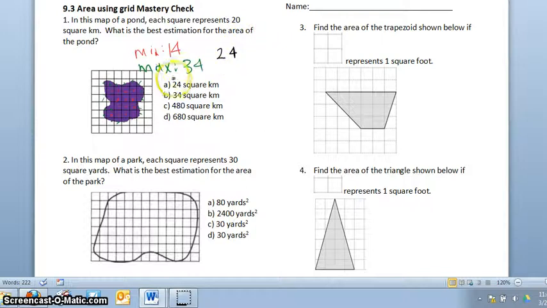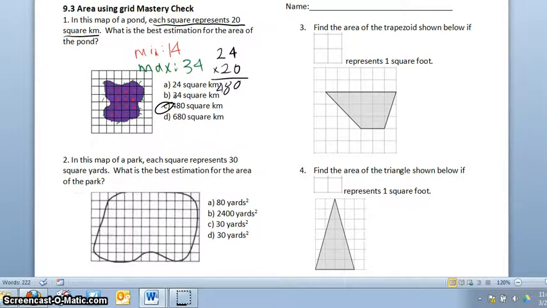Now, my answer is not A. I'm not going to jump to that because that would be ignoring this part of the problem. This says each square represents 20 square kilometers. So if I've got 24 squares covered by that pond, I need to multiply 24 by 20 so that I can find the number of square kilometers. So that's going to give me 480 square kilometers, and that's letter C.